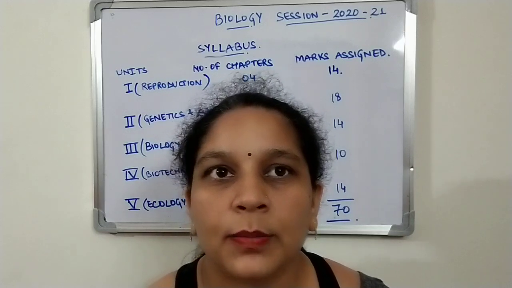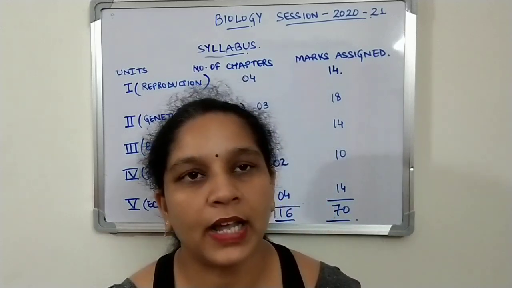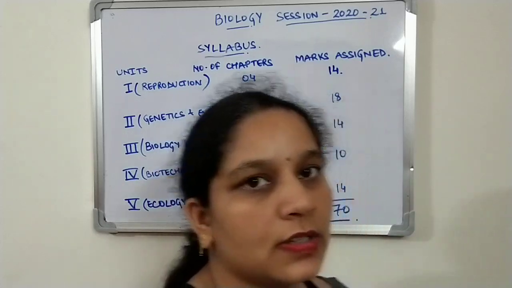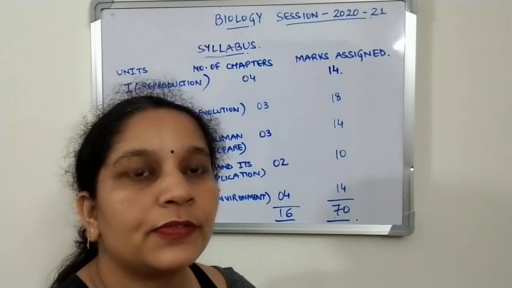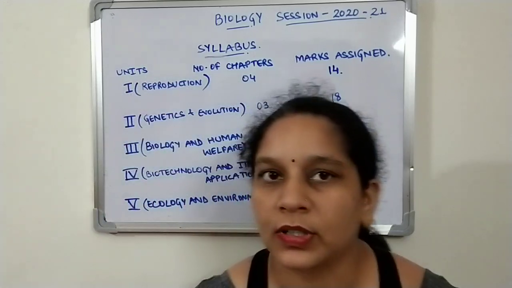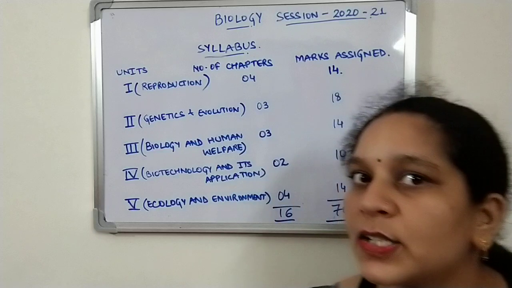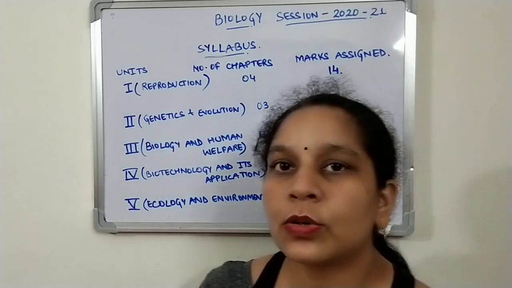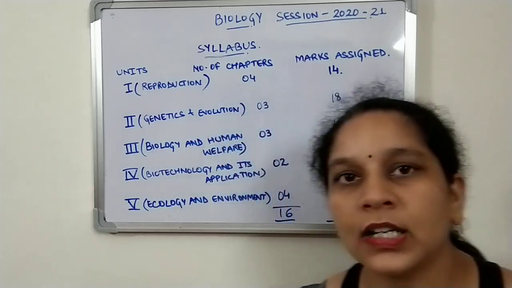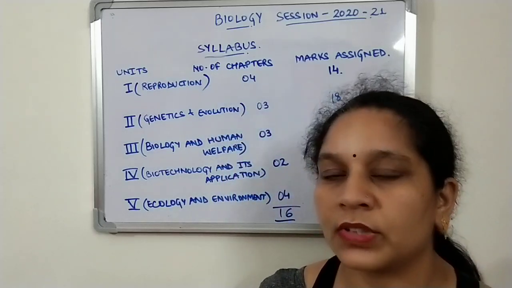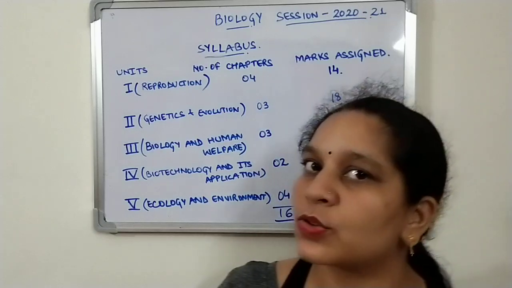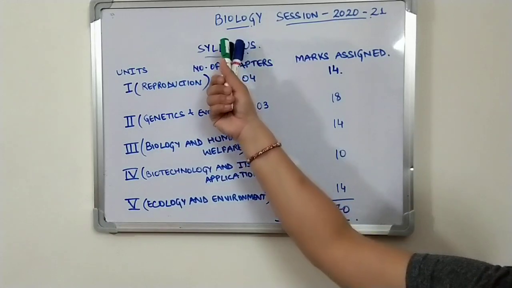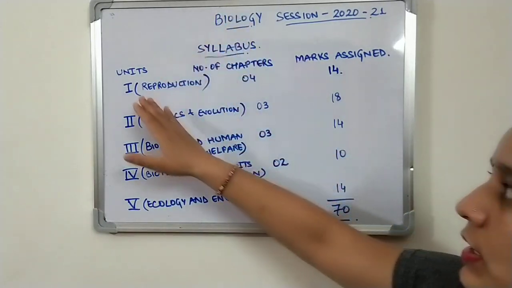First of all, before starting the session, I would like to draw your attention towards the syllabus of the biology subject. As we all know, the first thing when we buy a book is the front page, that is the contents page, where it is written how many units and how many chapters there are. So starting with the introduction of the chapters, I would like to take your attention to the syllabus. Now, in class 12 biology, there are 5 units.